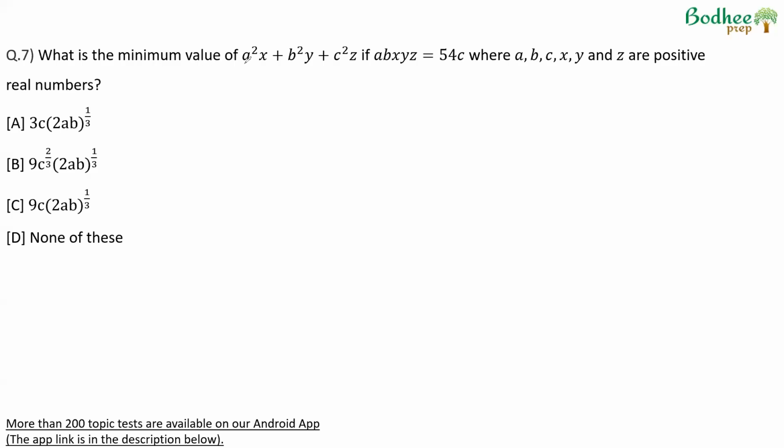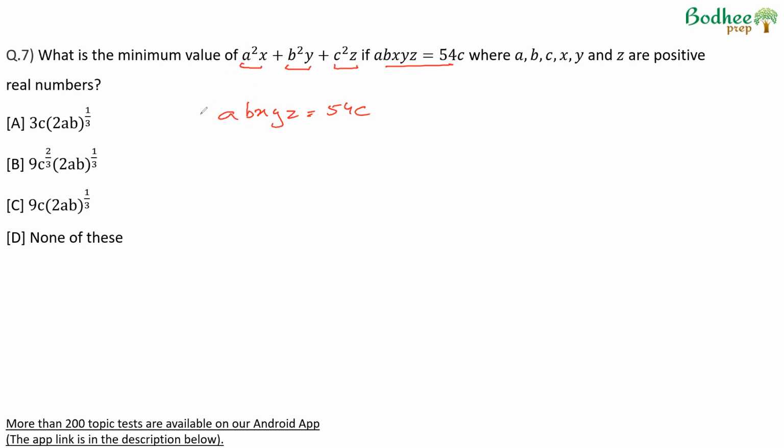What is the minimum value of a square x plus b square y plus c square z? You have to find the minimum value of a sum. A product is given to us. So, minimum value of a sum will happen when each of the terms is equal in the product. So, we need a square x, b square y, c square z. We have a, b, x, y, z is equal to 54c.